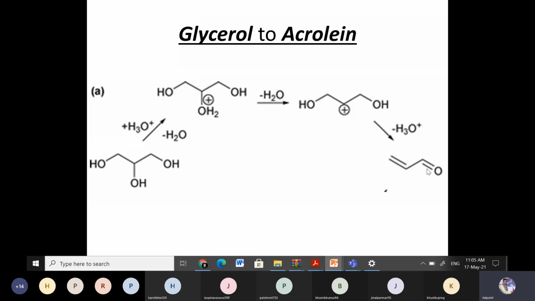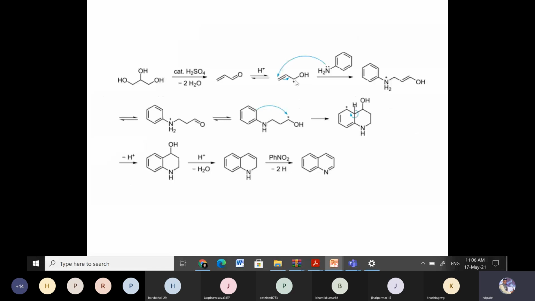So first of all, in this reaction, glycerol will be converted into acrolein by sulfuric acid. After that, this acrolein will react with aniline. So in the next step, here you can see acrolein. In acidic conditions, further protonation will take place on this oxygen and it will convert it into C plus OH, meaning we have the positive charge, so the carbocation will form.